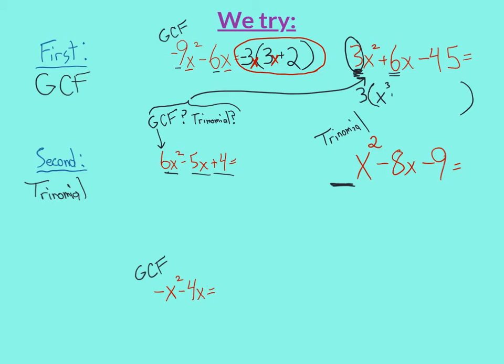6 divided by 3, yeah, that works. That leaves 2. I'm just copying down the x. And then the 45 divided by 3, yep, that works too. That leaves 15. I'm just copying down the signs. So now it worked to do that first step.